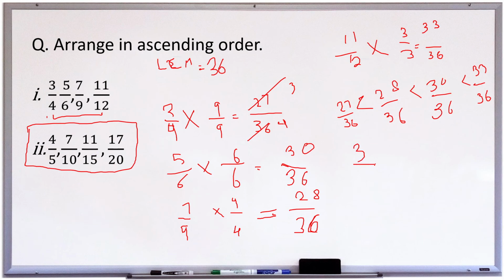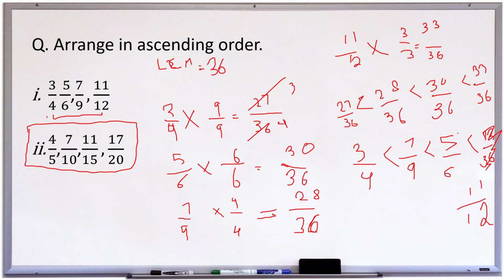That means 3 upon 4 is the smallest among these all. And then the next smallest is 7 upon 9, because if you reduce 28 upon 36, you will get 7 upon 9. And then 5 upon 6. And then 33 upon 36. Sorry, not 33 upon 36, that's 11 upon 12. Make sure that you are writing in the simplest form.